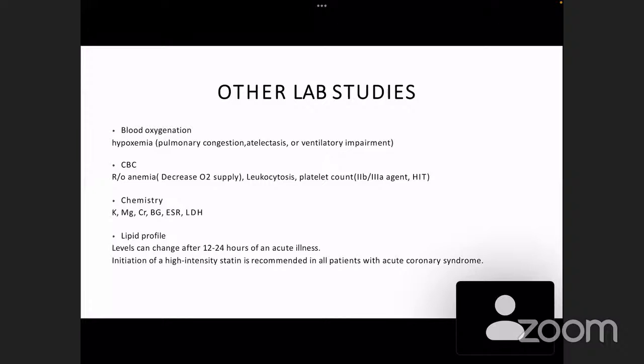For the other lab studies, blood oxygenation, ABG or VBG, for looking for hypoxia, which might be due to pulmonary congestion, atelectasis, or ventilatory impairment. CBC to rule out anemia, and to see the leukocytosis and platelet count. Chemistry for the electrolytes, and the lipid profile.